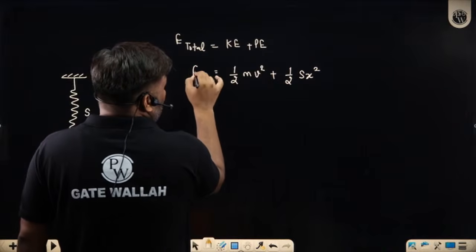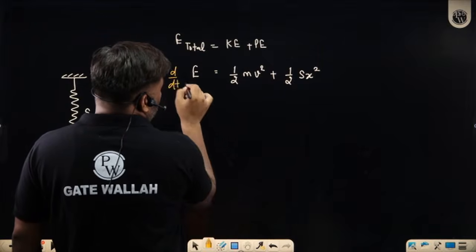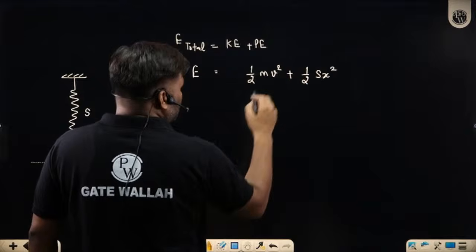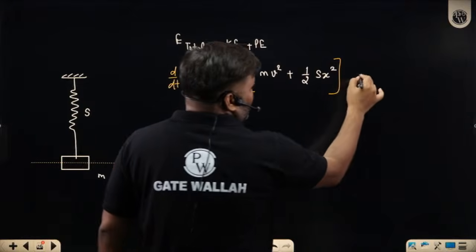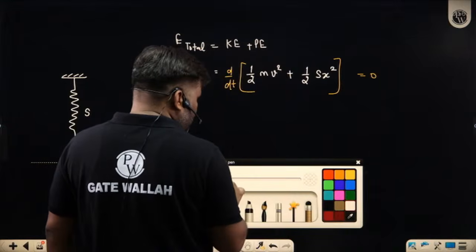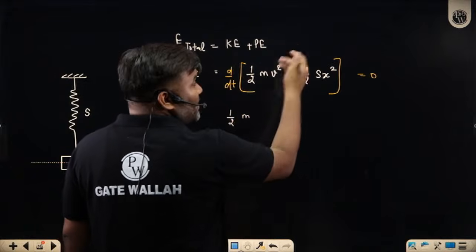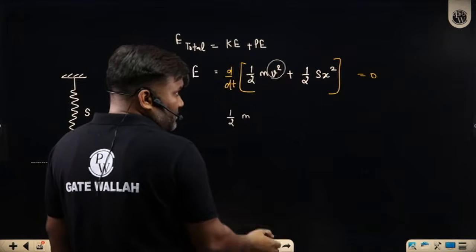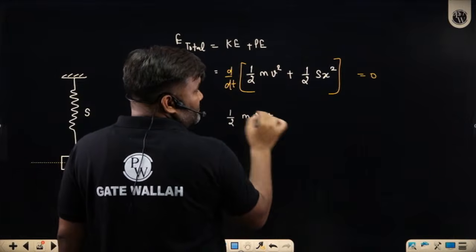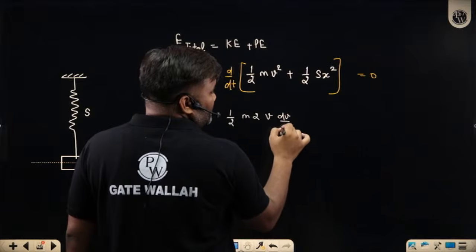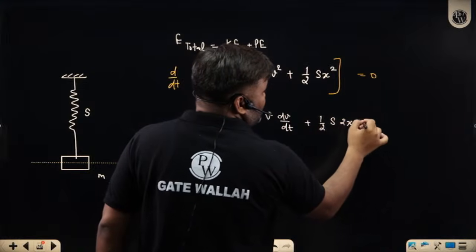This is your total energy, and once you have the total energy, differentiate it with respect to time, d by dt of this entire thing, and equate it to 0. What will you get? Differentiate. We will have half mass m, v square. v is variable, x is variable. They will get differentiated. v differentiated will be 2v dv by dt, plus half s into x square, which becomes 2x dx by dt.